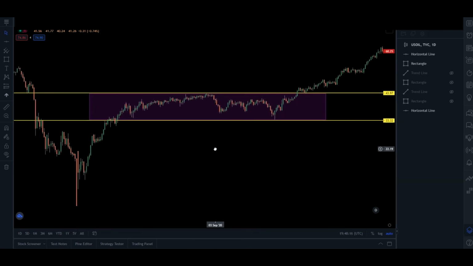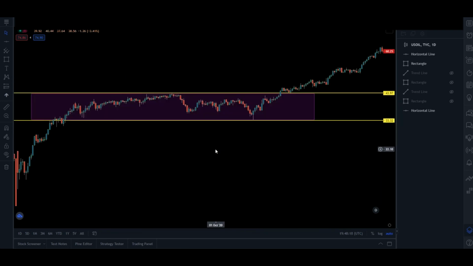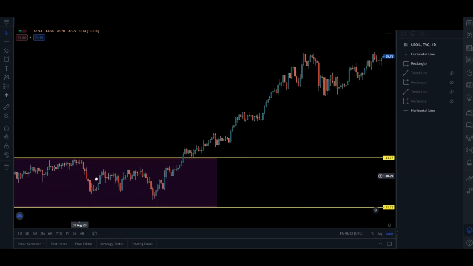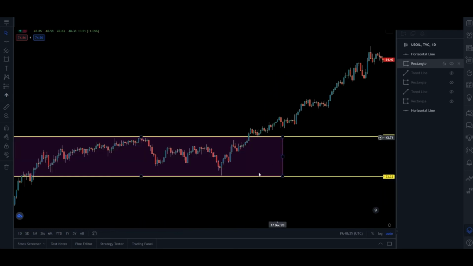If you want to Google, just Google narrow sideways channel market breakouts, and you're going to see that if you go back in time and you look at channeling markets, they led to the most explosive moves in history. And actually, here's one right in front of us. This is crude oil. Look at this thing.